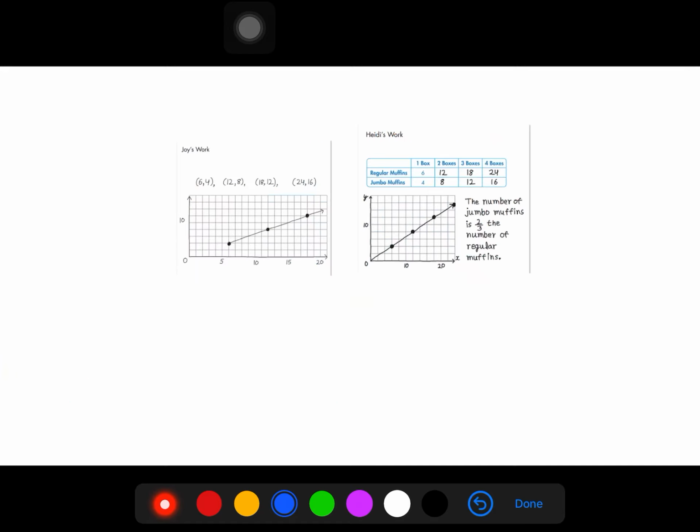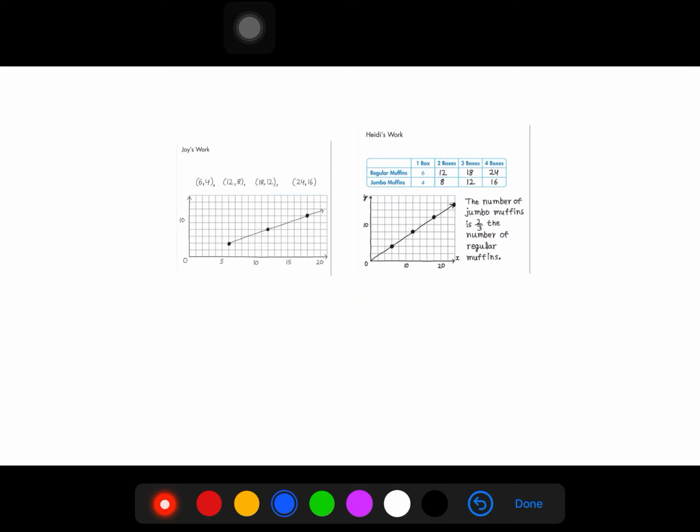Well, Joy did her graph. She has the points plotted at the top, and she's labeled and done it. And Heidi has her graph here. And the number of jumbo muffins is 2/3 the number of regular muffins. She went way above and beyond and gave me the relationship between the corresponding terms. What do you think about Joy's?